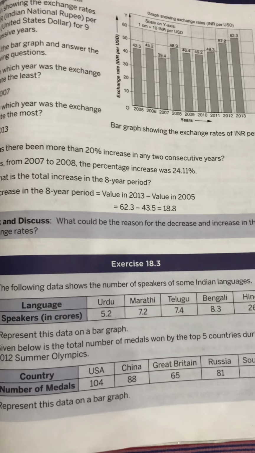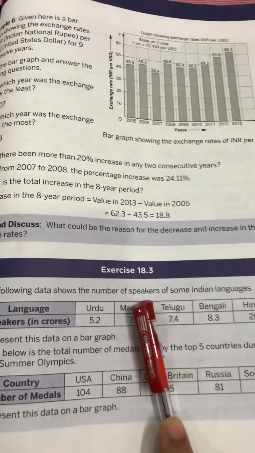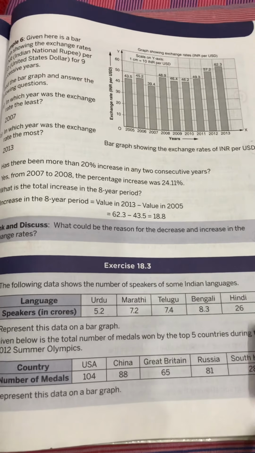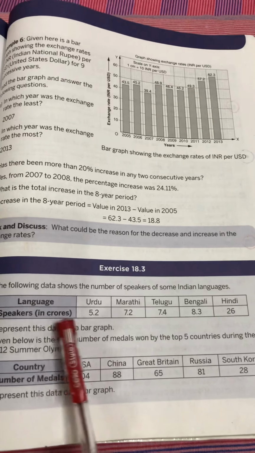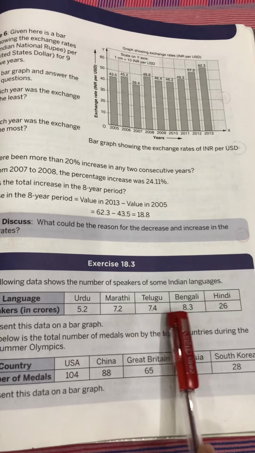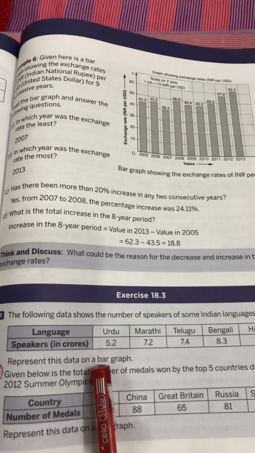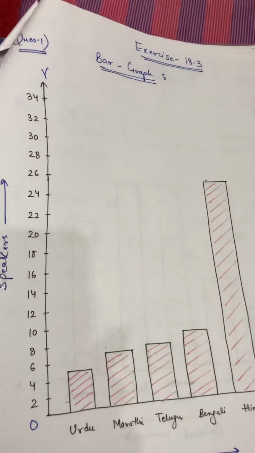Alright, so this is the first question. The following data shows the number of speakers of some Indian languages. A table is given to you. Languages are given, speakers are given, some are given in decimals, some are given in digits. So you have to represent this data on the bar graph. Alright, so this is the concept of bar graph.